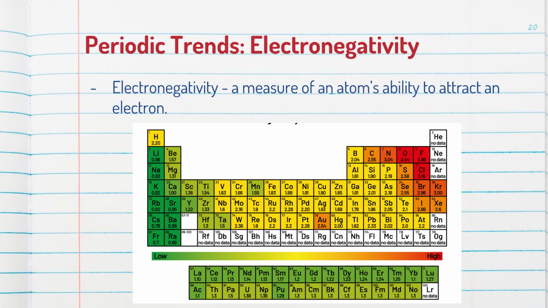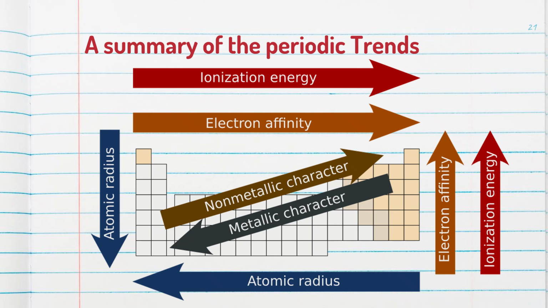We can also see a periodic trend with electronegativity, the measure of an atom's ability to attract electrons. It's going to attract electrons more as it goes across the period. So here's a quick summary of the periodic trends. Ionization energy and electron affinity increase as you go across the periods, while the atomic radius decreases. Going down a group, the atomic radius increases, while electron affinity and ionization energy decrease.